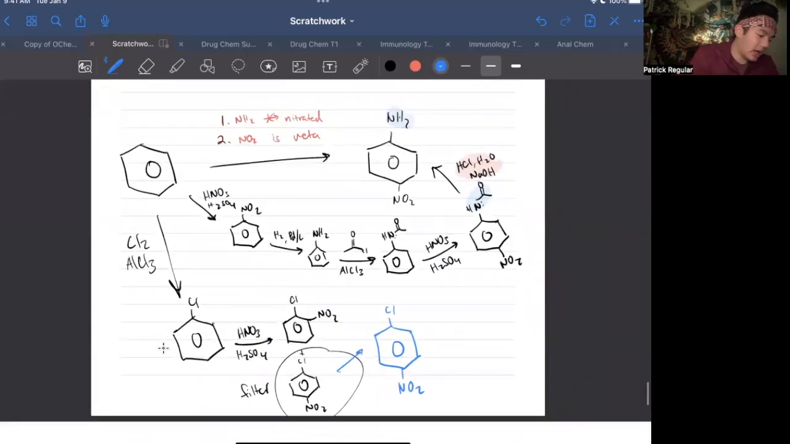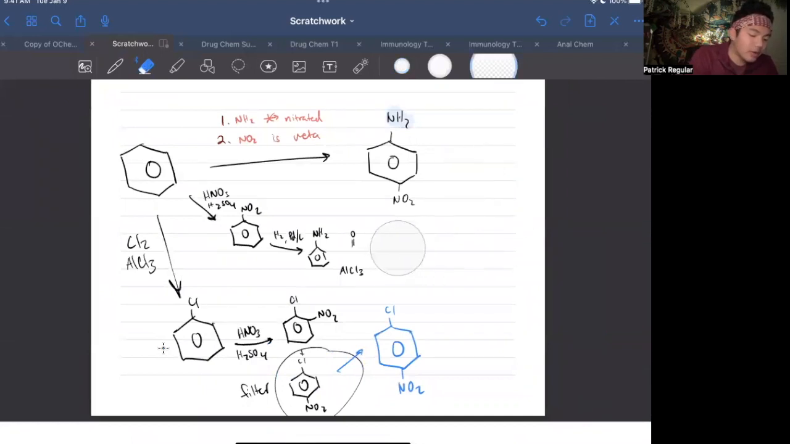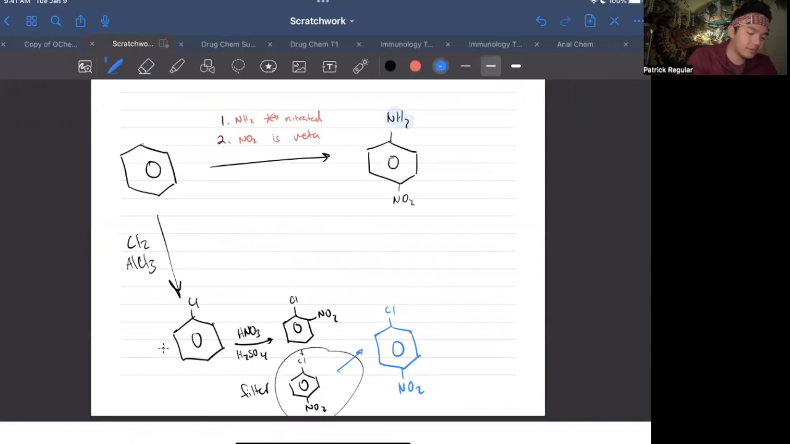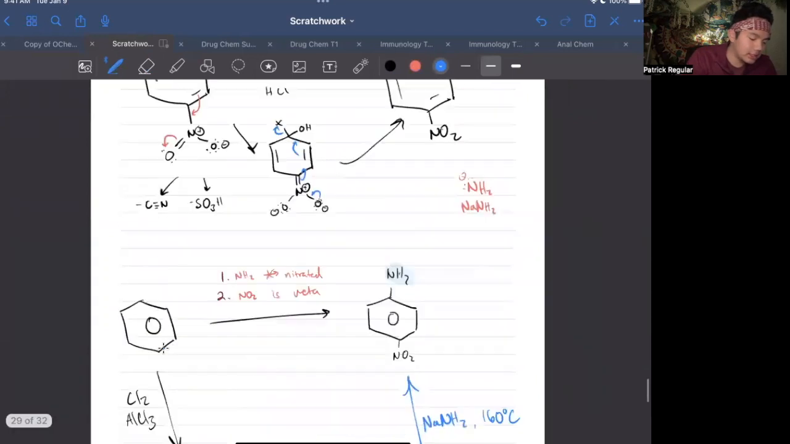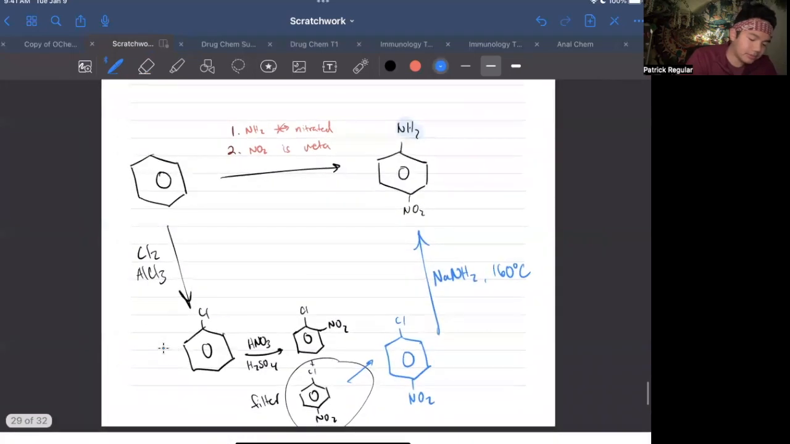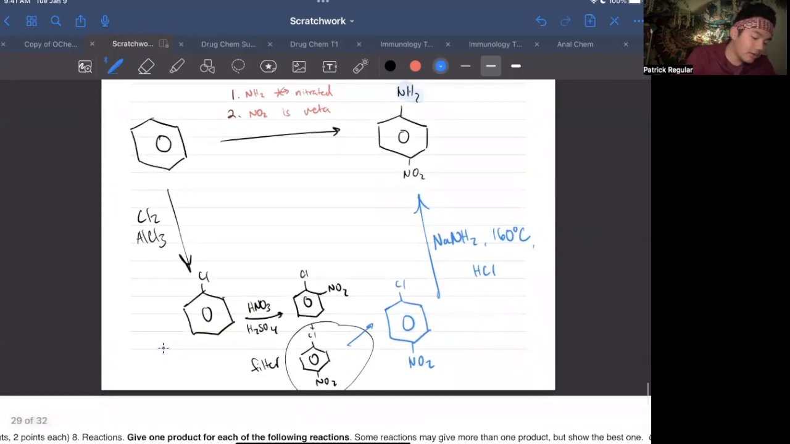Well, I'm going to go ahead and just erase this because you guys have the freedom to rewind the video and just go back. This is where the magic happens. NaNH2, 160 degrees Celsius, and then HCl. Yeah, that's right. Look at that. We do a nucleophilic substitution where that NH2 will just attack right here. Yeah, that's 3 steps. It's crazy.